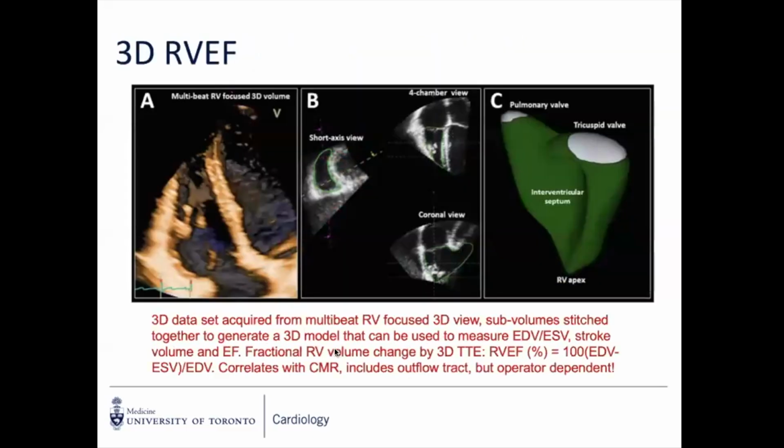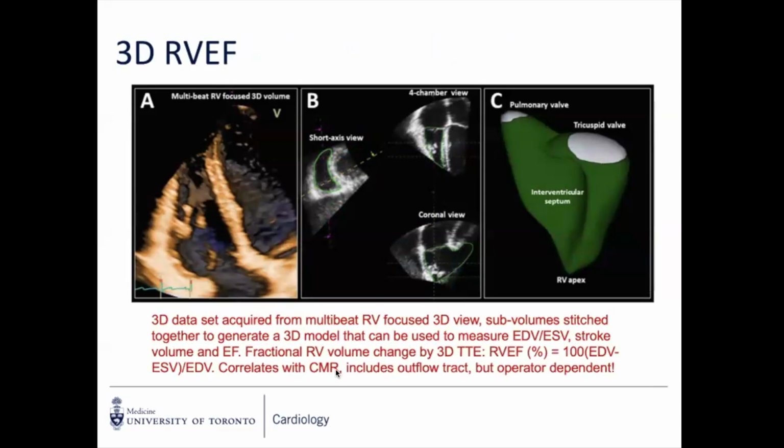Moving on to 3D RVEF. So you get a 3D data set. It's acquired from a multi-beat RV focused 3D view, and then those subvolumes are stitched together in a 3D model to produce this image here. And then from this, you can get your EDV, your ESV, your stroke volume, and your EF.